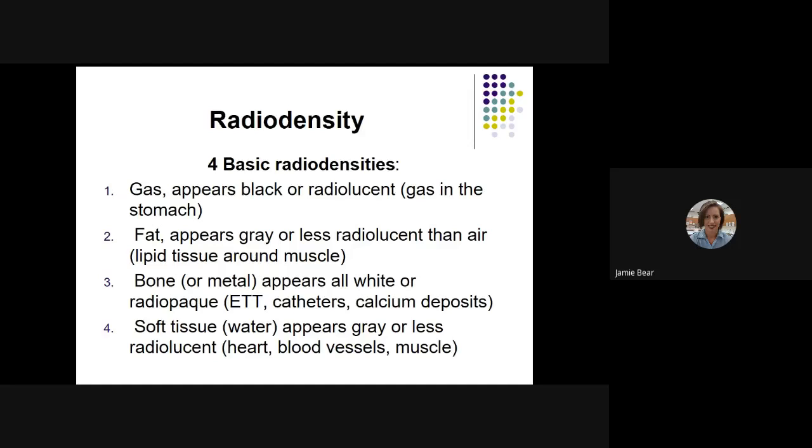Catheters could be, you know, the NG catheters, nasogastric. It could also be like if a patient needs to get a chest tube, that would be a catheter, anything like that. And then soft tissue, such as water, can appear gray or less radiolucent or whiter. That would be like heart, blood vessels, muscles, you know, anything like that that can't absorb as much.